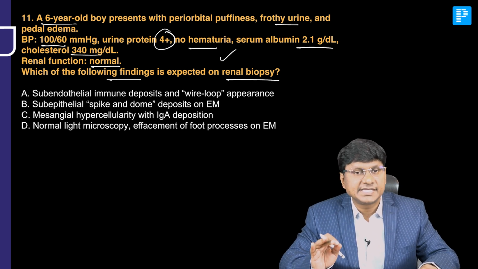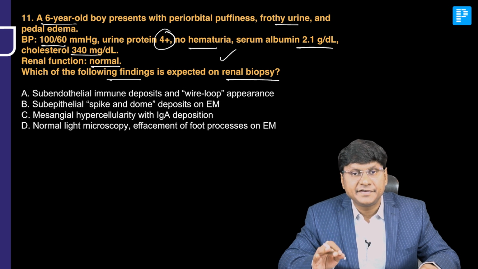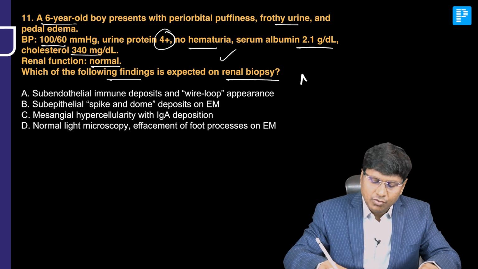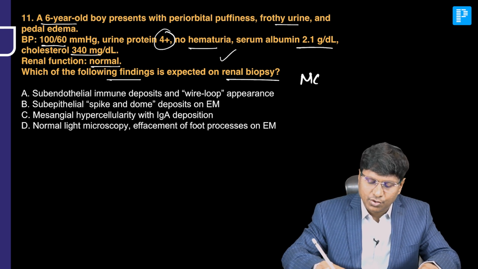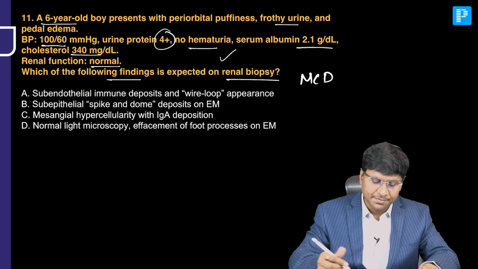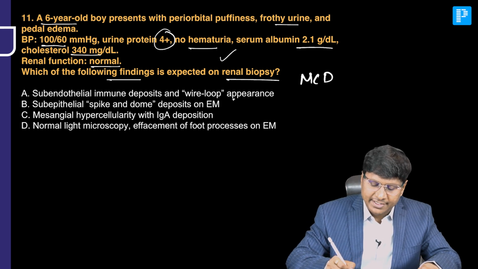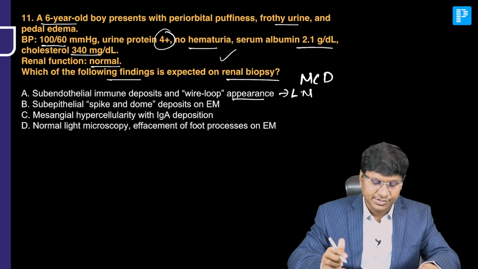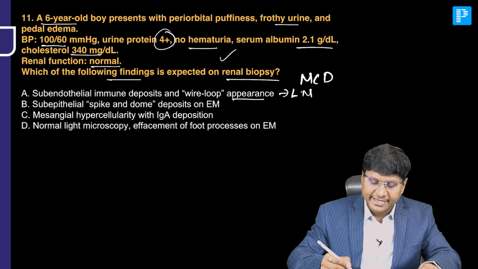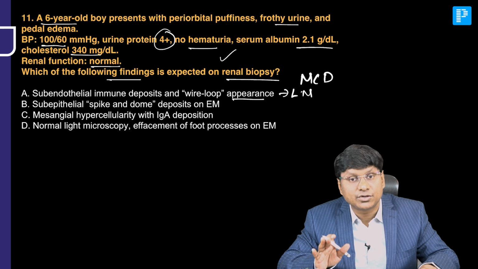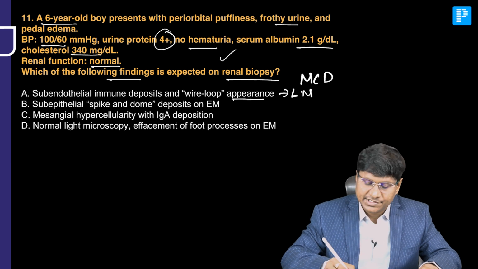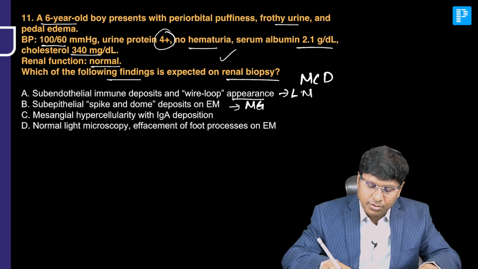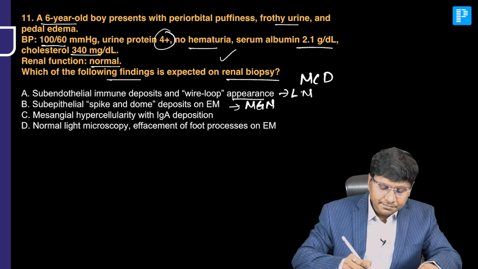So this is a 6-year-old boy having the features of nephrotic syndrome. So what is it suggestive of? This is suggestive of minimal change disease. And you see the options. Subendothelial immune deposits and wire loop appearance. This is suggestive of lupus nephritis, not minimal change disease. Subepithelial spike and dome appearance on electron microscopy. What is this suggestive of? This is suggestive of membranous glomerulonephritis, not minimal change disease.